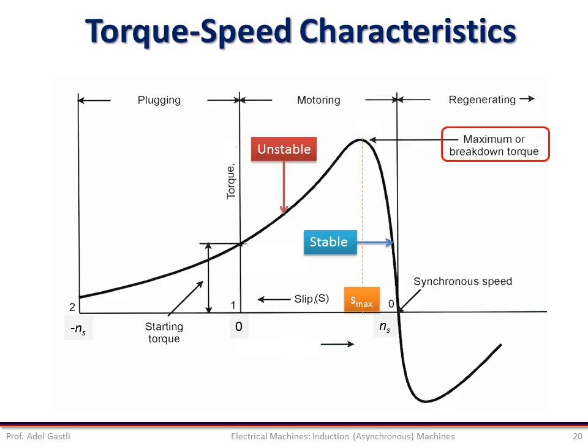Note that the maximum torque is also called the breakdown torque. It is the maximum torque that the induction machine can deliver or produce under certain operating conditions. Therefore, we should be careful not to use any induction motor with a load that requires higher torque than the breakdown torque of the motor. Otherwise, the machine cannot drive the load.